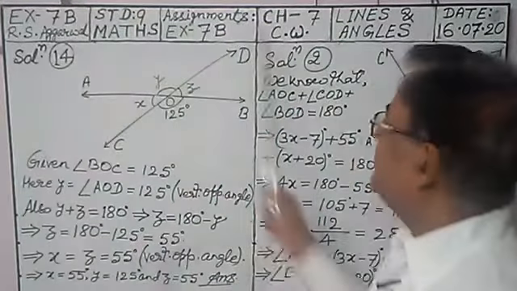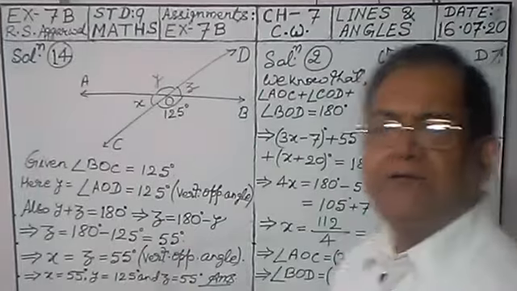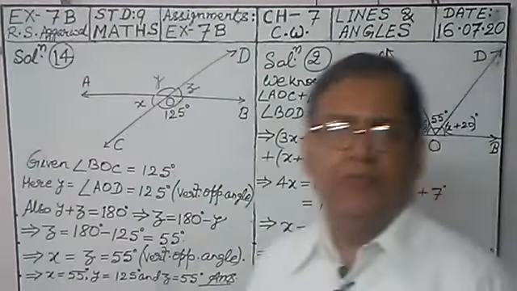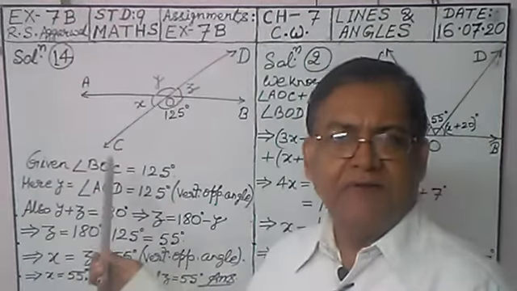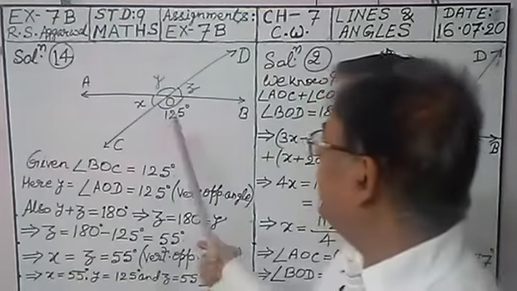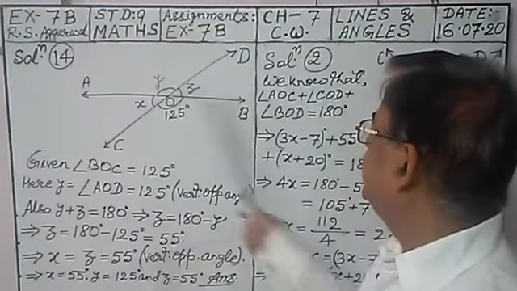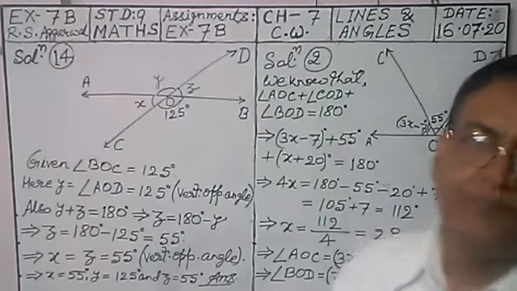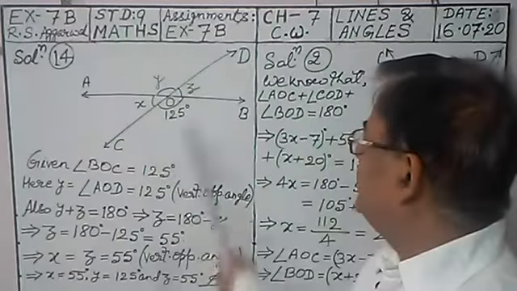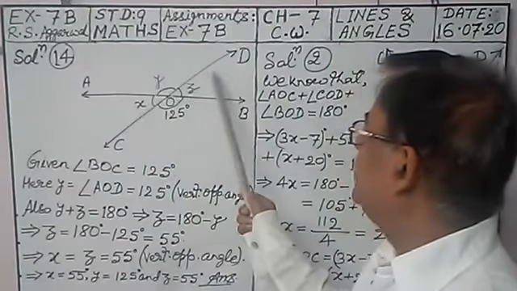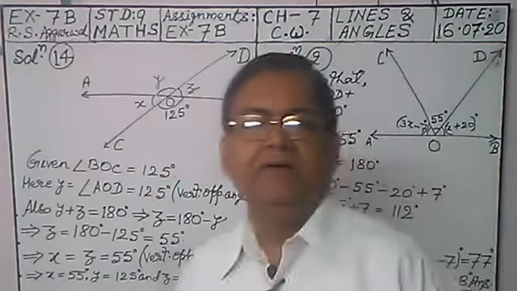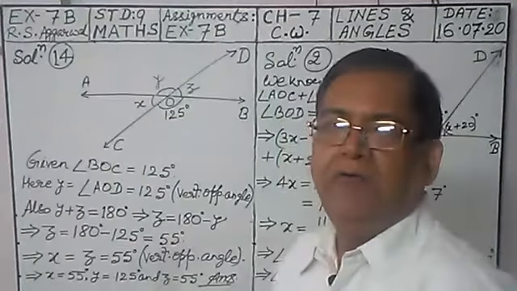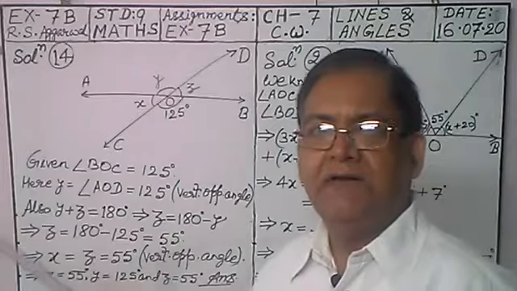Here is the given diagram, and as told in the question, there are two lines AB and CD, both intersecting at the point of intersection O. This angle BOC, or COB, is 125 degrees. You have to find the value of X, Y and Z. One angle is given here, 125 degrees. How will you find the values of the other angles X, Y, Z?